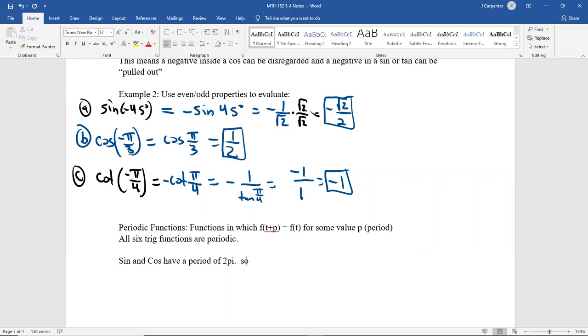So in other words, I can do it this way. Sine of t plus 2 pi, again, just imagine I wrote the pi symbol there, is the same as just doing the sine of t. And then the same for cosine.